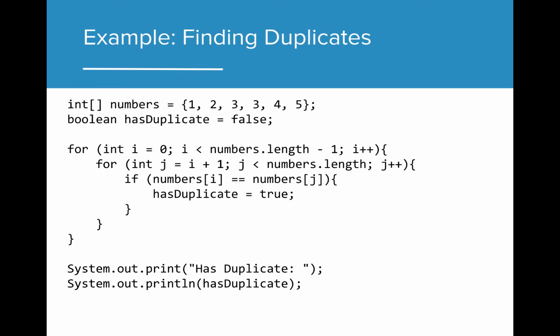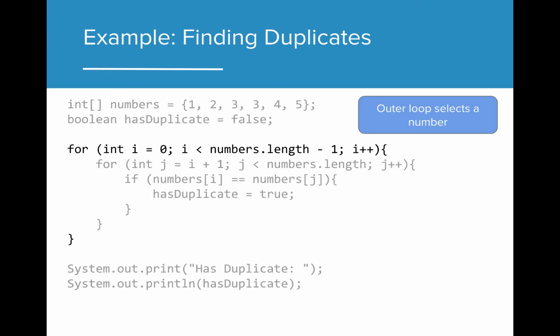Oftentimes, we need algorithms that compare one value of the array to each of the other values in the array. This can best be accomplished by using a nested loop statement. Let's take a look at an example where we can check to see if our array has duplicates. In this case, we are using a Boolean initially set to false as our tracker variable.